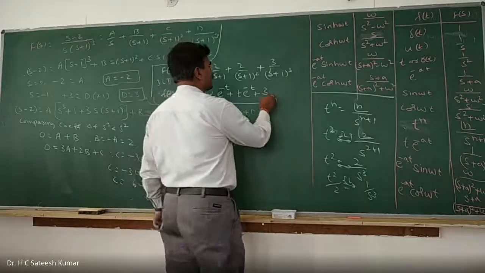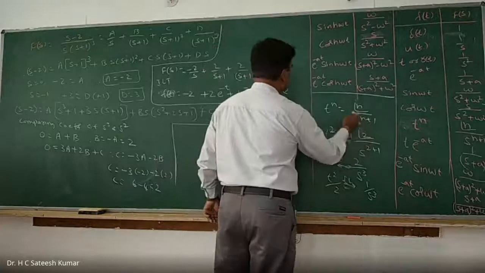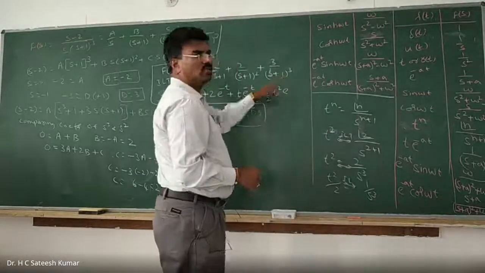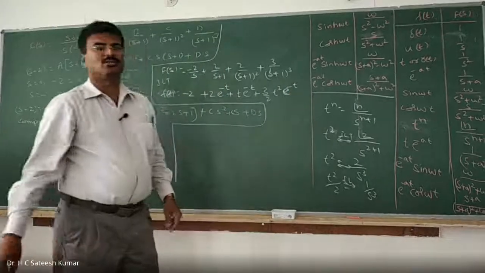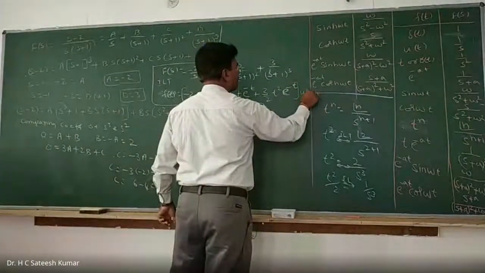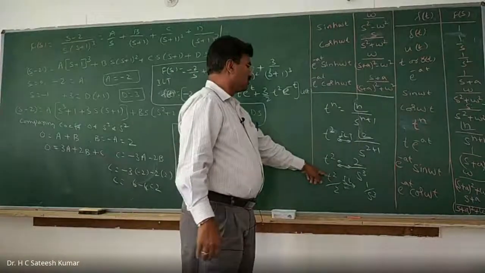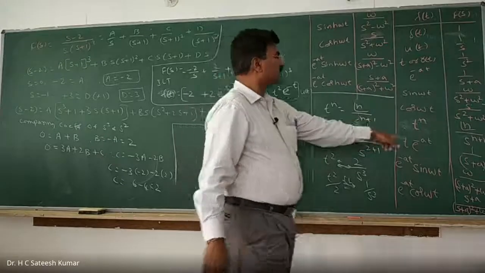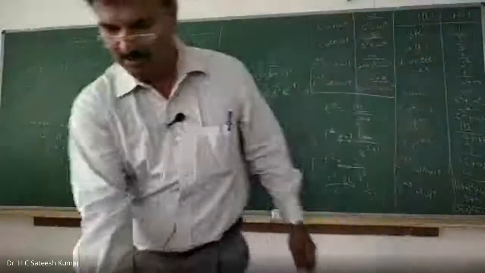So 3 into t square by 2, shifted by an amount equal to 1. Therefore, e to the power of minus t. That's how we should do it. The whole thing is multiplied by u of t. That is the way you should do it. So you should be very much careful while doing this kind of problem, because t to the power of n has a Laplace transformation n factorial divided by S to the power of n plus 1.